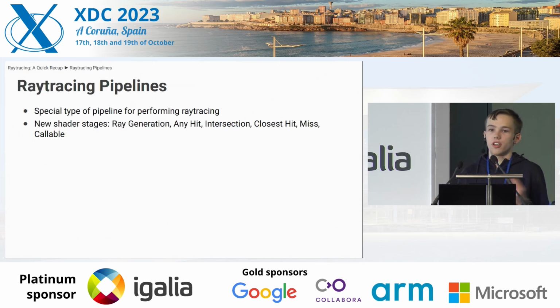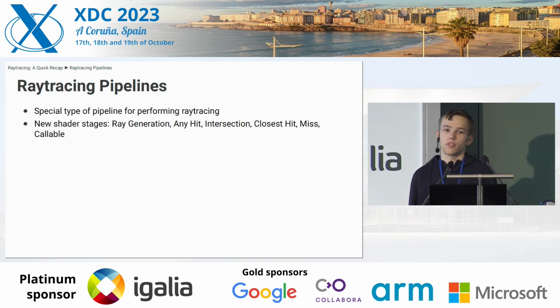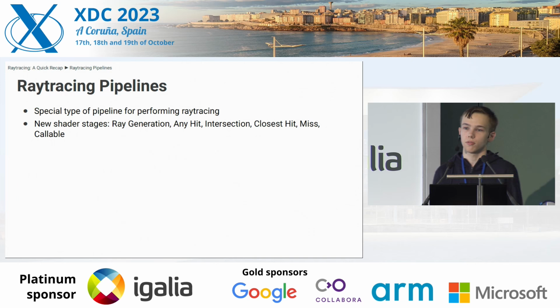Now, with that in mind, let's trace some rays. We have the ray tracing pipelines, a special type of pipeline specialized for that. Usually you'd have your graphics pipelines for performing rasterization or compute pipelines for performing compute operations. And ray tracing is basically the same thing, but just for ray tracing applications.